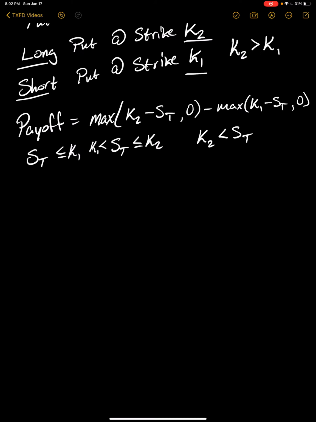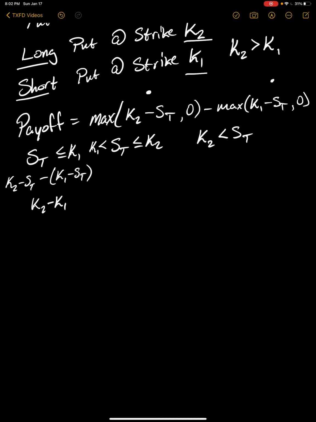So when the stock price is less than K1, well, it's certainly the case that it's less than K2. So this part is going to be non-negative, and we're going to have K2 minus ST. And then it's also going to be the case, by definition, that it's non-negative on this part. So we're going to subtract K1 minus ST. So that means that we'll have a fixed payoff of K2 minus K1 so long as the stock is below K1.